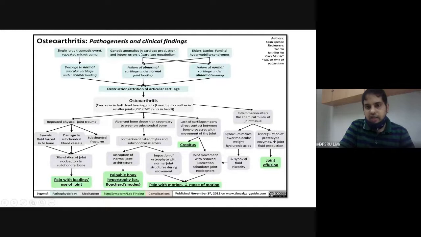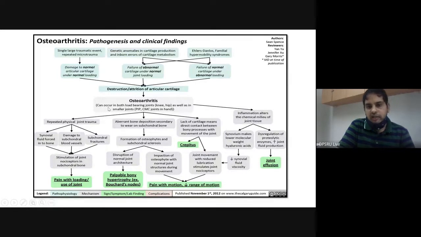Another reason is genetic anomaly in cartilage production, meaning cartilage is not produced as much as is required. And inborn error in cartilage metabolism also results in destruction of the cartilage and ultimately results in the formation of osteoarthritis. So failure of abnormal cartilage under normal joint loading results in destruction and attrition of articular cartilage. Ehlers-Danlos is a genetic disorder in which the connective tissues are particularly affected, and of course bone is affected. Familial hypermobility syndrome, where due to genetic problems the person is more prone to joint problems. All these conditions result in destruction or attrition of articular cartilage, and result in osteoarthritis.